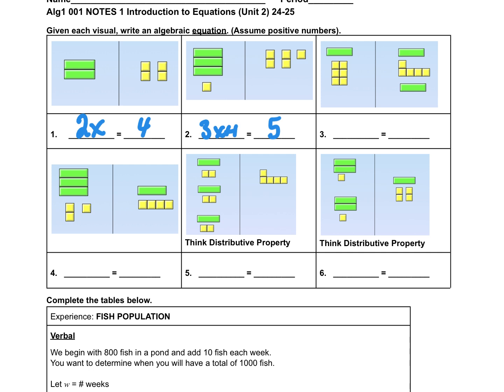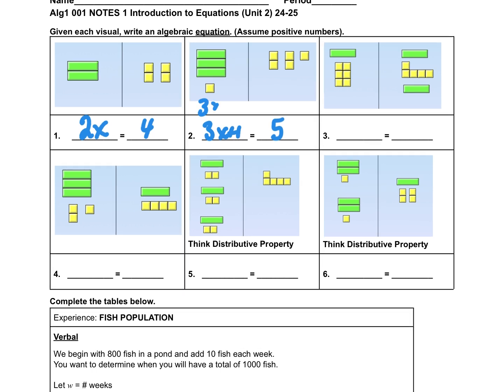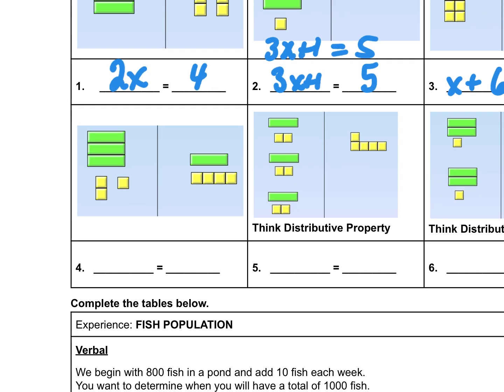I'm actually going to go back. Can I go back? A little technical difficulty there. It looks so small. That's 3x plus 1 equals 5. This is x plus 6 equals 2x plus 5. Then we have 3x plus 3 and x plus 2.